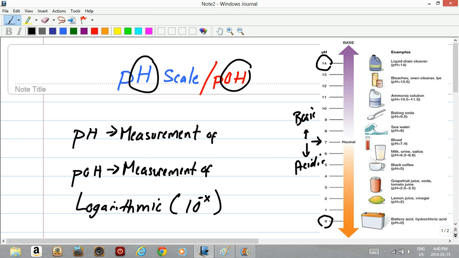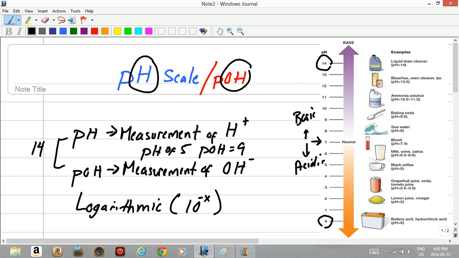Basically, the pH scale is a measurement of the hydrogen ions, and the pOH scale is a measurement of the hydroxide ions. These two actually add up to 14. So if you have a solution that has a pH of 5, that means it would have a pOH of 9, because these two numbers add up to 14.